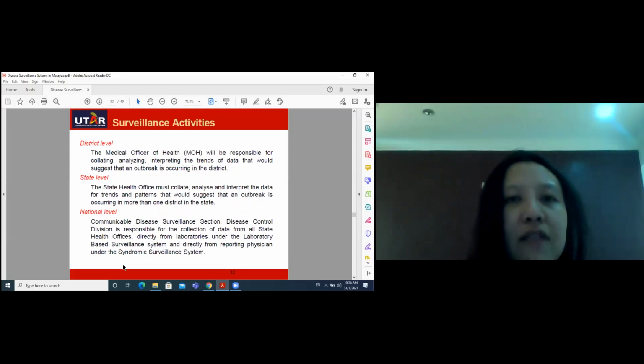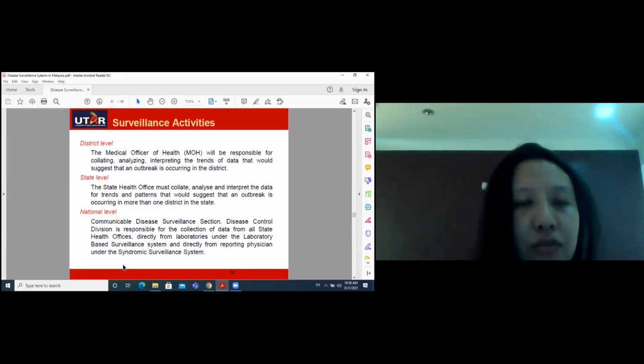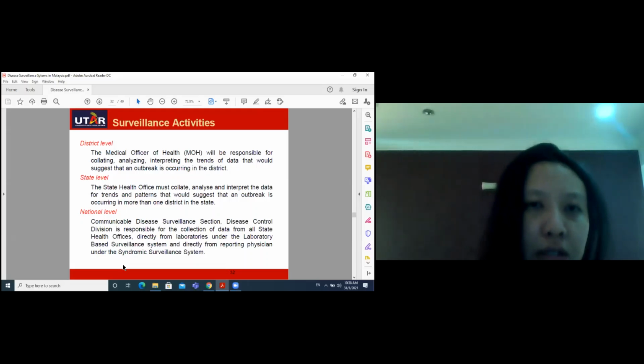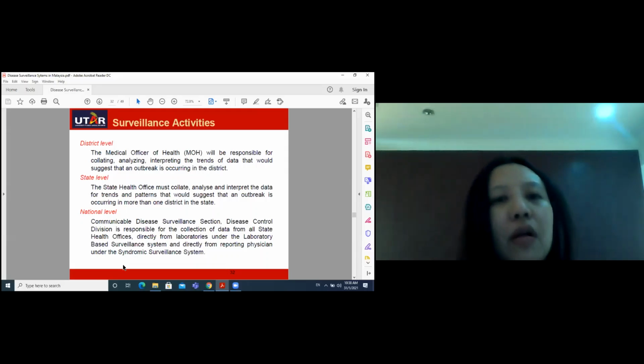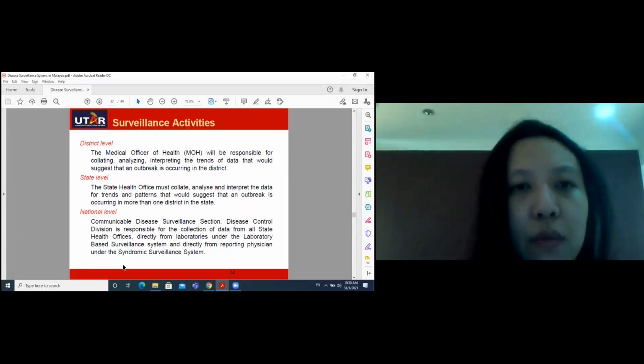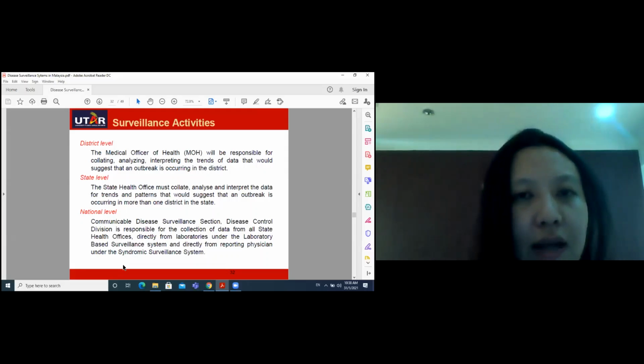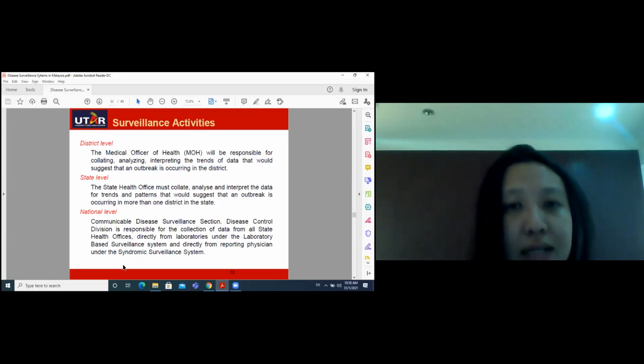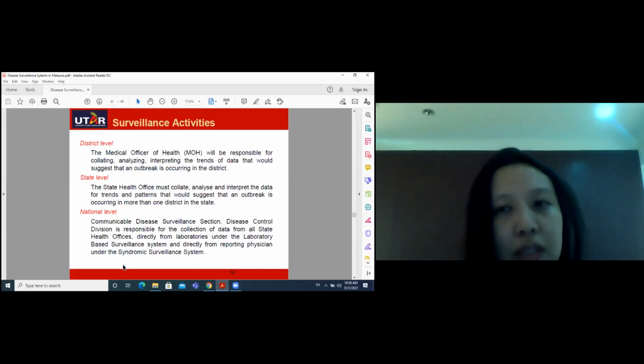So basically, our surveillance activities will have three levels here. Once any notifiable disease has been confirmed based on the case definition, the medical officer of health will be responsible for collecting, analyzing, and interpreting all these data to suggest whether any outbreak is occurring within the district. Then they will report to the state level. The state level will perform the same process to suggest whether any outbreak is occurring in more than one district in the state.